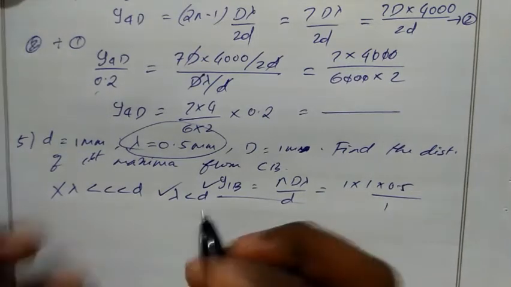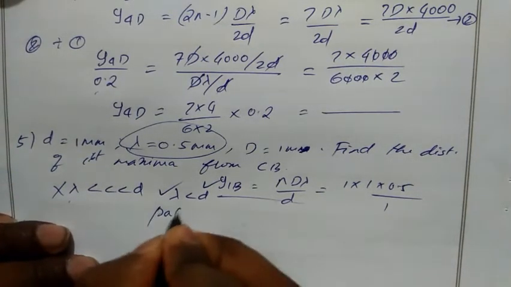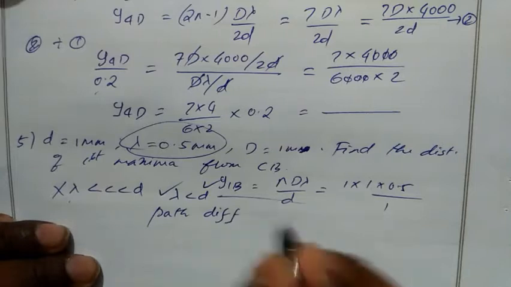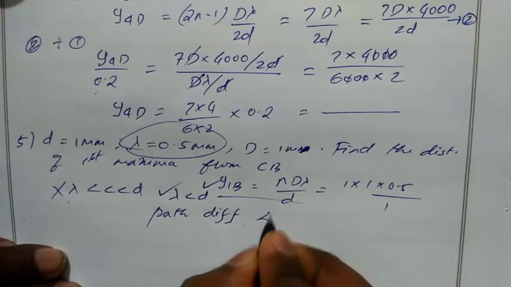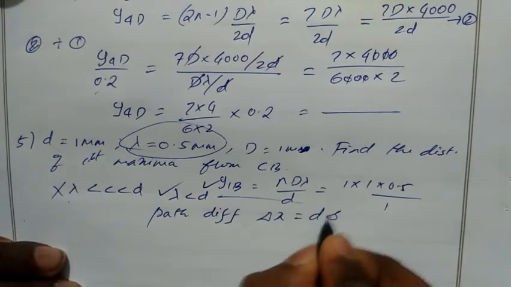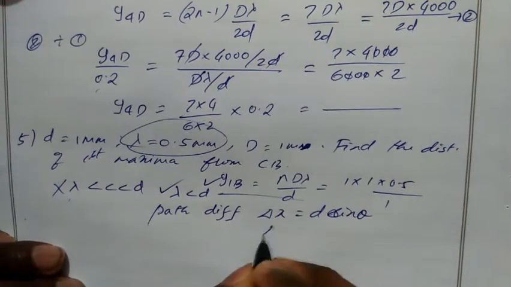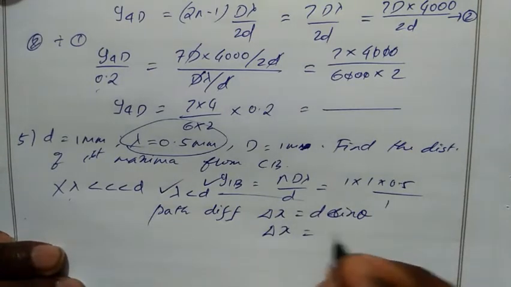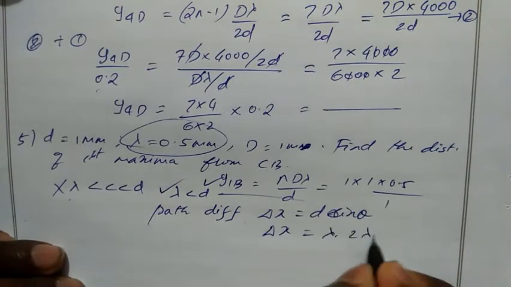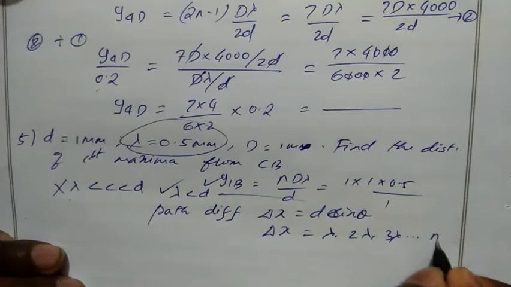So how to solve it? Let's take path difference. You know the path difference is del x equal to d sine theta. You have to remember all these formulas. So del x equals d sine theta. For bright fringes, for the first bright, we take del x equal to lambda, 2 lambda, 3 lambda, up to n lambda.